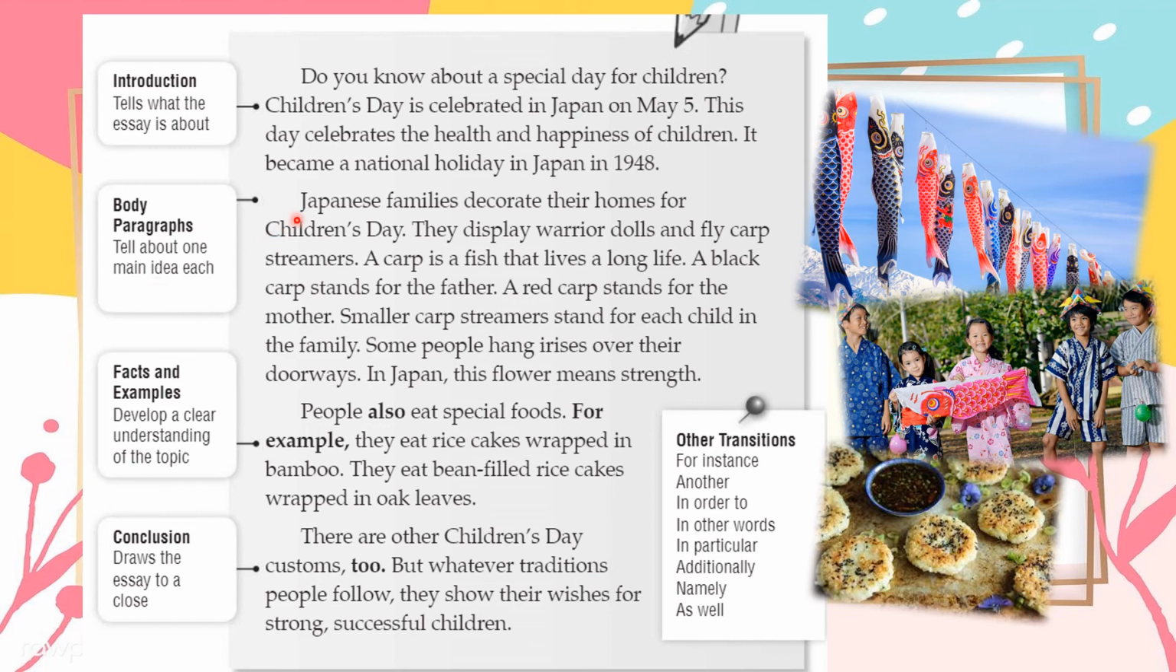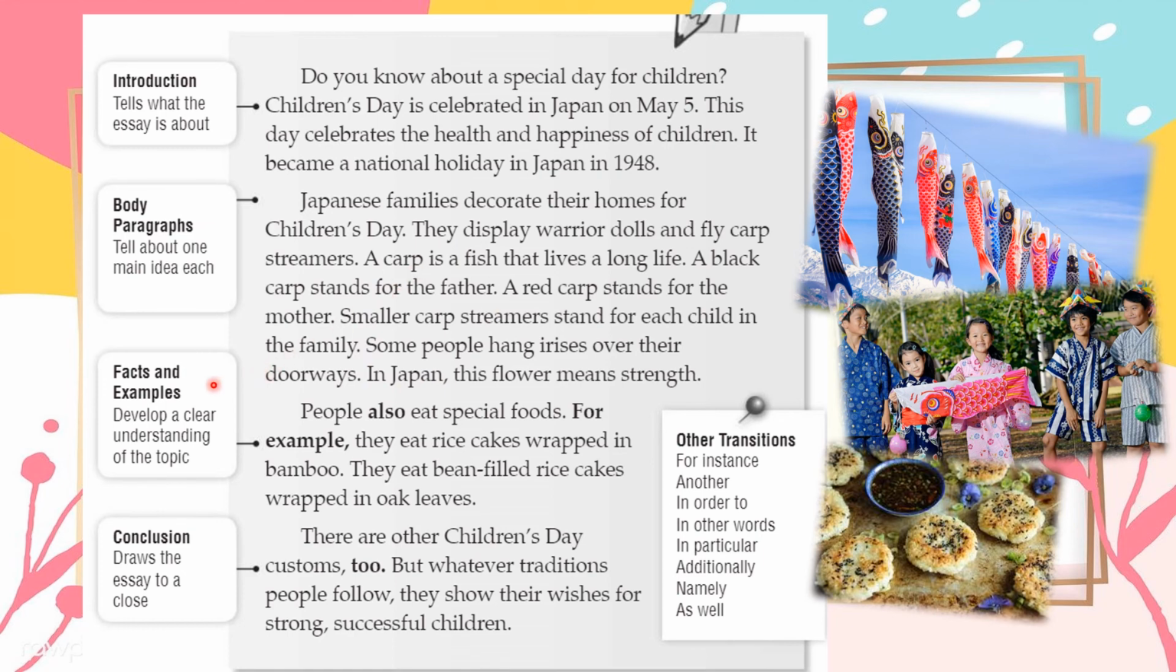Japanese families decorate their homes for Children's Day. They display warrior dolls and fly carp streamers. A carp is a fish that lives a long life. A black carp stands for the father. A red carp stands for the mother. Smaller carp streamers stand for each child in the family. Some people hang irises over their doorways. In Japan, this flower means strength. So you have the body paragraph about decorations and what different types of decorations they're putting up in their homes.